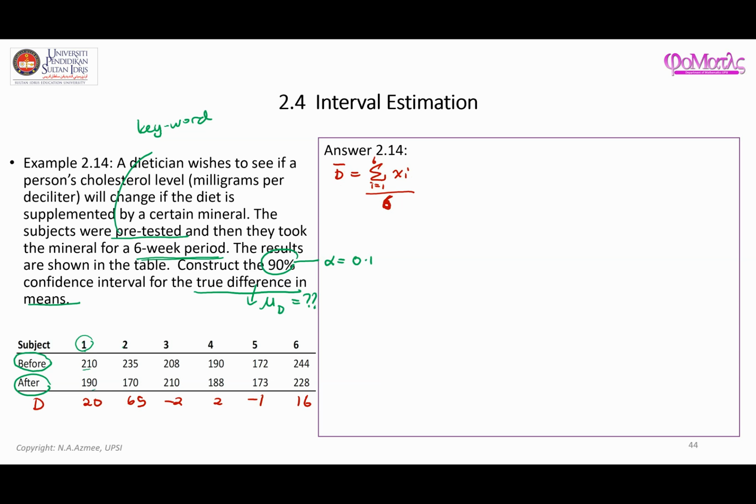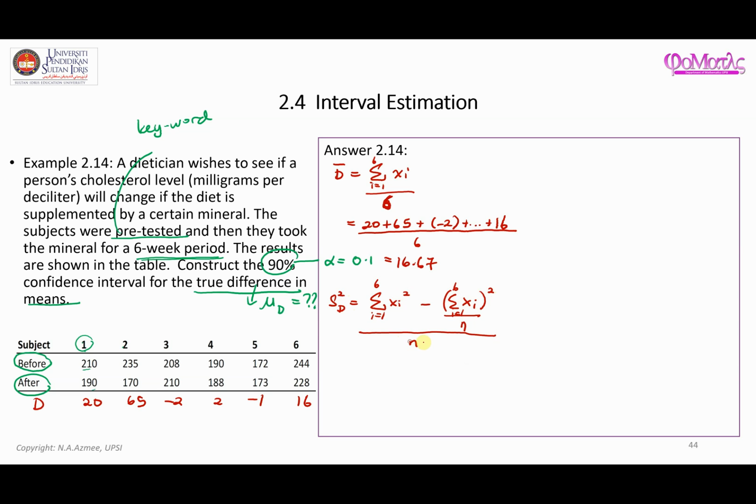So this is equal to 20 plus 65 plus negative 2 and so on, plus 16, divided by 6, and the answer is 16.67. That is the mean of the new data. Next, we are going to find the standard deviation. But in order to find it, we need to calculate the variance first. I'm going to apply the easiest formula to calculate the variance: the summation of xi squared, i from 1 to 6, minus the summation of xi, squared, over n, and all of this over n minus 1.